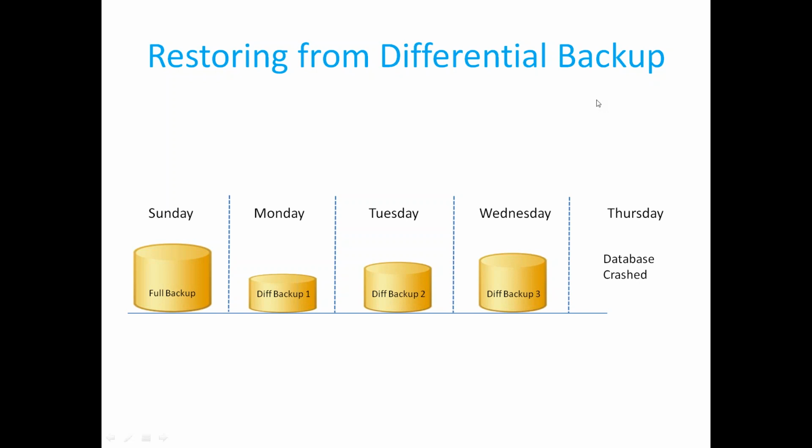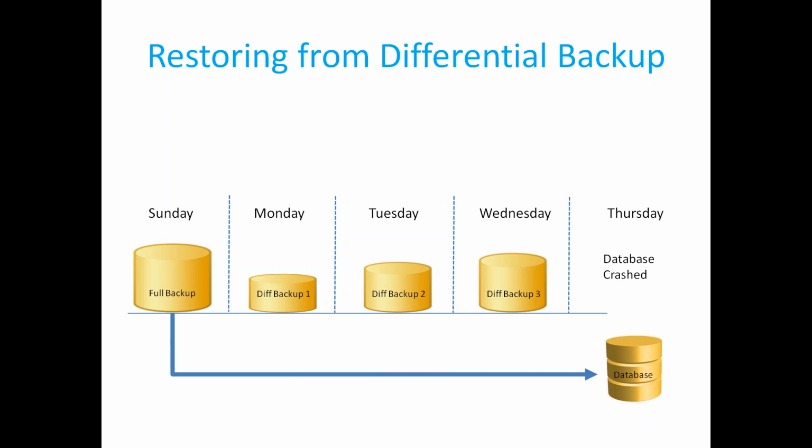So what we'll be using is, first we need the full backup. That's the first thing. We restore a full backup from Sunday, and then we know that the differential backup from Wednesday contains all the changes from Sunday till Wednesday. So you don't need to restore Monday's backup, then Tuesday's backup. It's not required. All that data is still available in your Wednesday file.